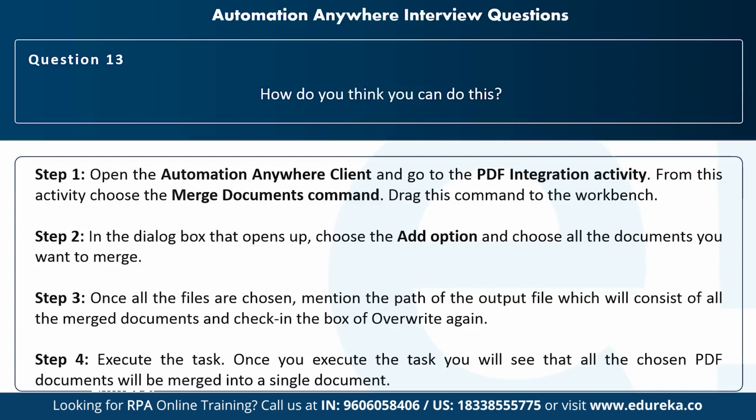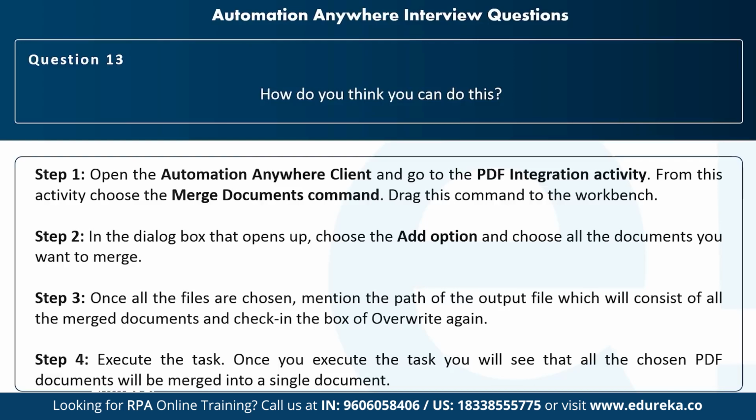So basically, you have to drag the merge documents command, and in the dialog box that opens up, you have to choose the add option and choose all the documents that you want to merge. Now, once all the files are chosen, you have to mention the path of the output file, which will consist of all the merged documents, and then you can check the box if you want to overwrite the file again. So let's just do that.